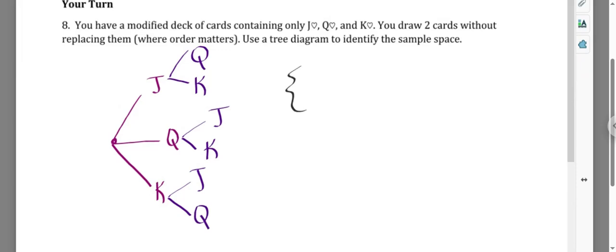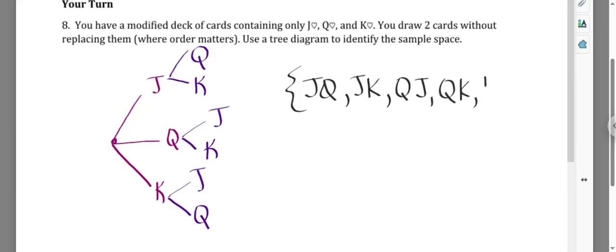So then our sample space. So your homework is listing things, independent, dependent, sample spaces, all the different pieces of information.